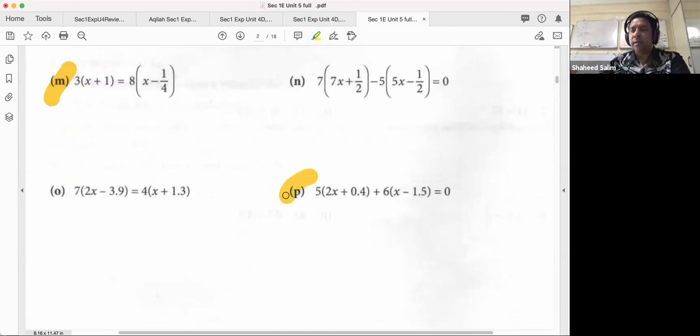So we move back to this one. We do one last one here. In case, I'm assuming so far you have no issues at all.